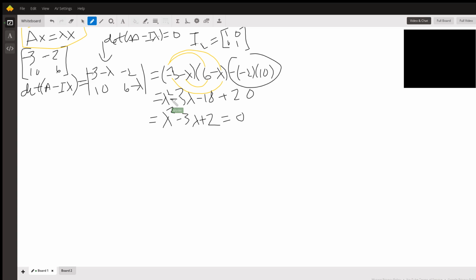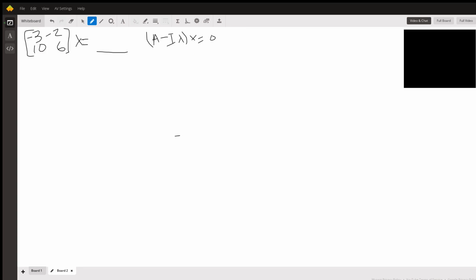So we have a degree 2 polynomial. The way we solve that is by factoring. This factors to lambda minus 2 times lambda minus 1. Again, that's equal to 0, so lambda equals 2 and 1, both positive. Going over to the next board.